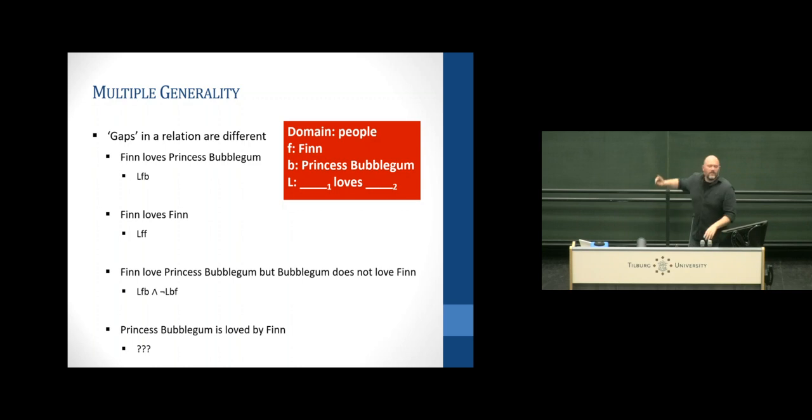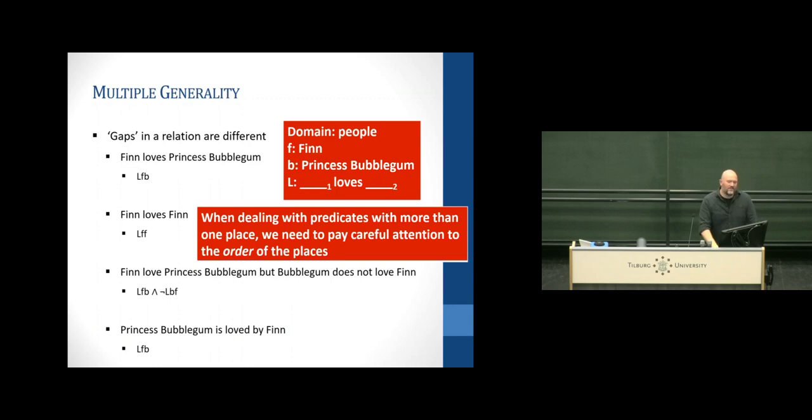Now, our last one, how do we do Princess Bubblegum is loved by Finn? LFB, right? It's just another way to do our first sentence. So far, so good with these multiple spots? Okay. Again, it's just an extension of what we did already. Now, on the last bit, the reason why we came up with this logic: when dealing with predicates in more than one place, we've got to pay attention to the order. Think about who goes where.